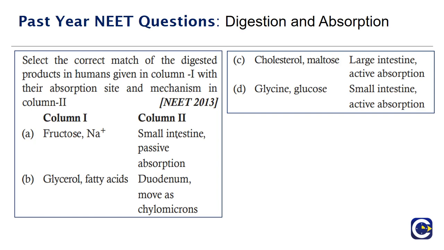Select the correct match of the digested products in humans given in column 1 with their absorption site and mechanism in column 2. So the first option is fructose and Na+, small intestine, by passive absorption. We know sodium is the carrier ion, and this happens in the small intestine, but sodium is transported actively. Glycerol and fatty acids, duodenum, moved as chylomicrons.